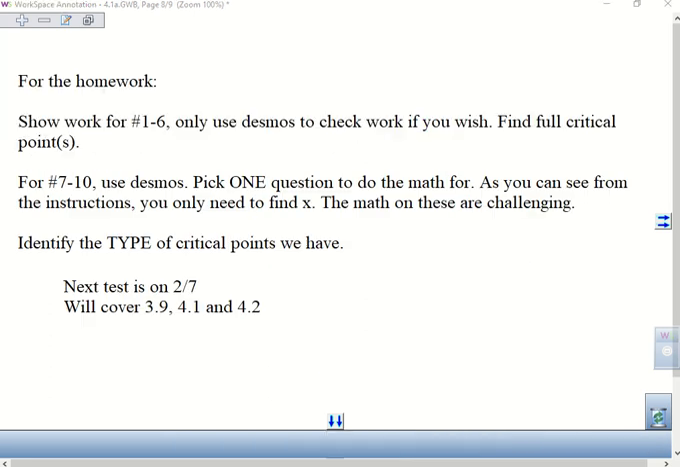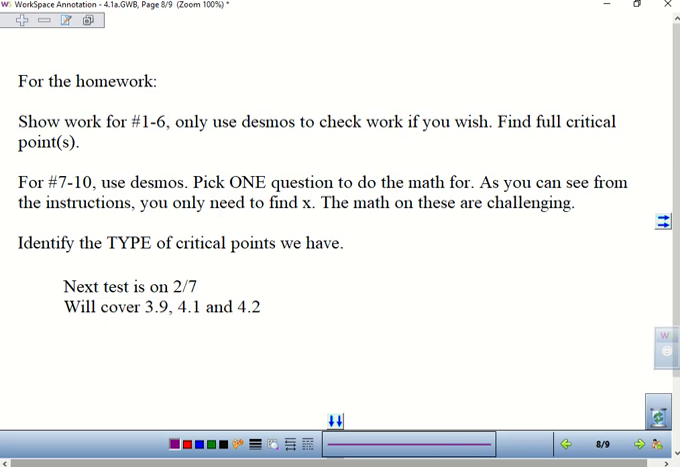All right. Some important stuff before we finish here. When I hand out your homework, you only have to show work for 1 through 6. Okay, you're going to find the critical points just like we did in the notes. 7 through 10 are tricky. They're going to be a lot of algebra. So you can put them in Desmos and look for vertical tangents. It's good practice for the visuals: vertical tangents, cusps, holes, all that stuff. And look for where the derivative is 0, of course, and you can find it visually. But then I want you each to pick one of those questions to show the math. You can pick any one that you want.